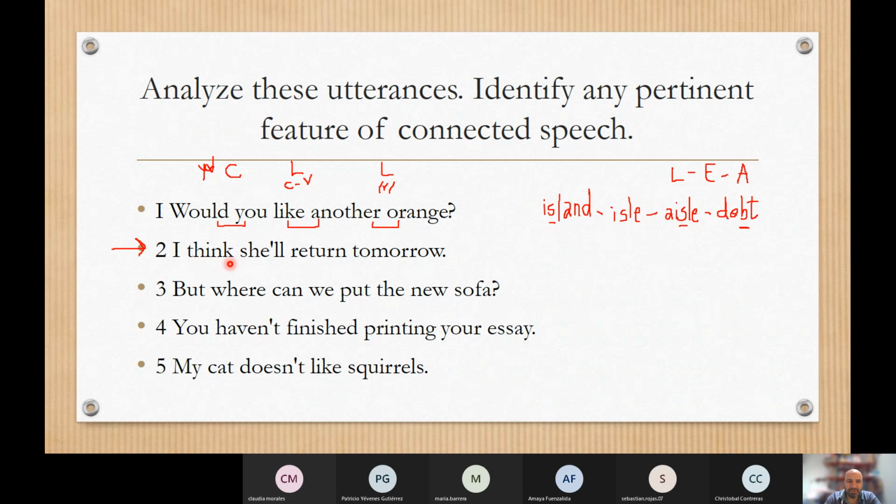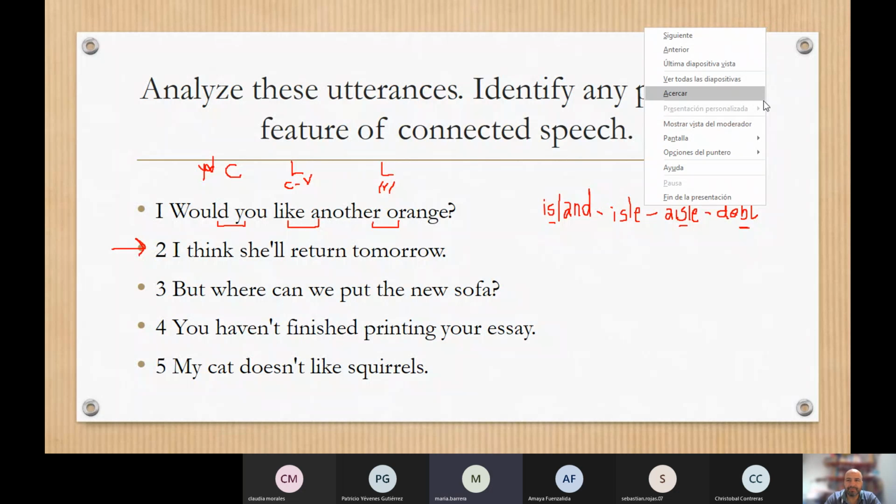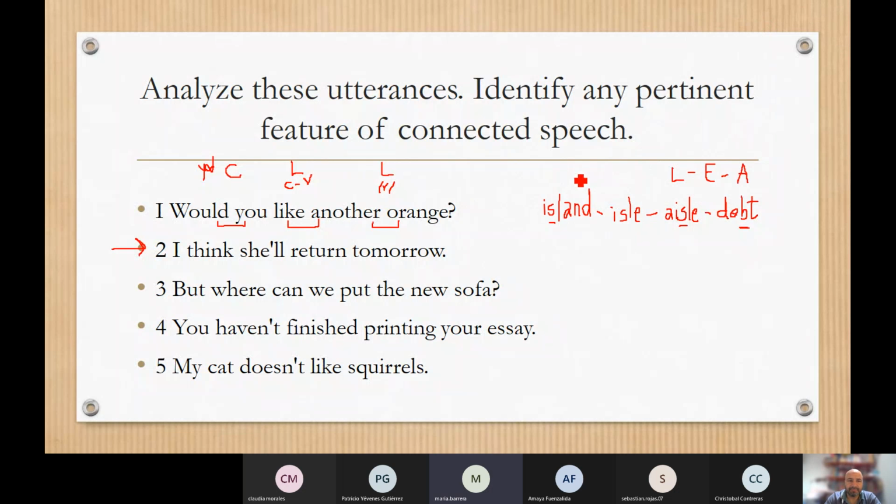I would pay attention here. Maybe elision. Where's the possible elision? We don't say "I think she'll." It's like "I thin' she'll." All right, I totally agree with you. Elision. And in "return tomorrow," it's like "return tomorrow." The last N, we don't say it.